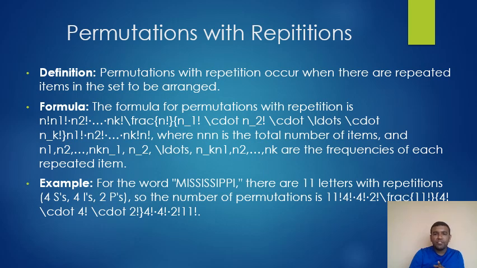So the number of permutations is, what is the total? There are 11 letters, so 11 factorial, divided by the number of S, that is 4 factorial, the number of I, that is 4 factorial, and 2 factorial for the 2 P's. So by this formula, we can find the final answer for permutations with repetition.